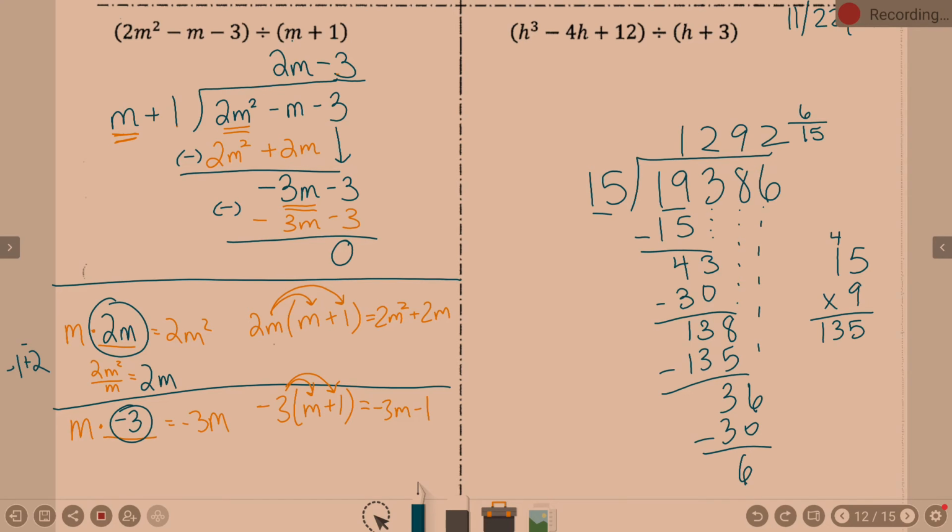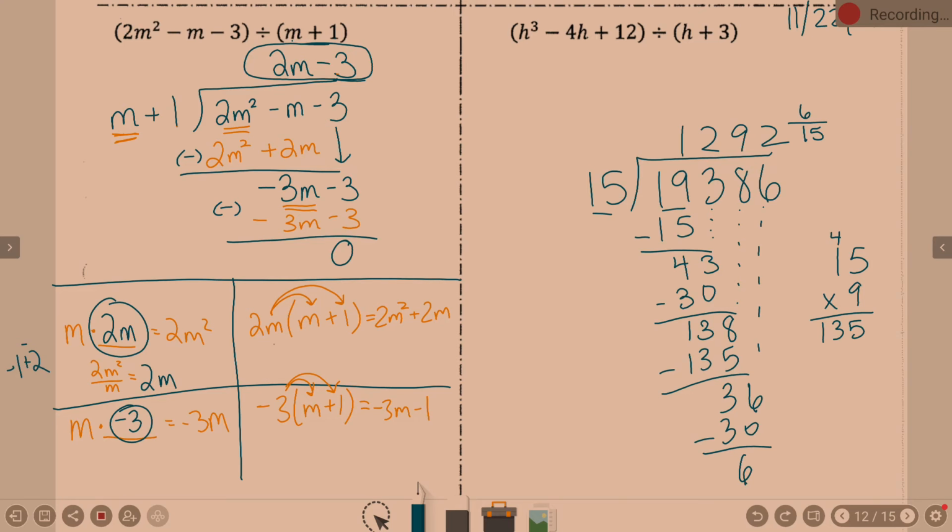And do we have anything else left to bring down? No. So it just so happens that we finished without a remainder. It happens on occasion, and it did here. So our answer is 2m minus 3. You are far from the only one.